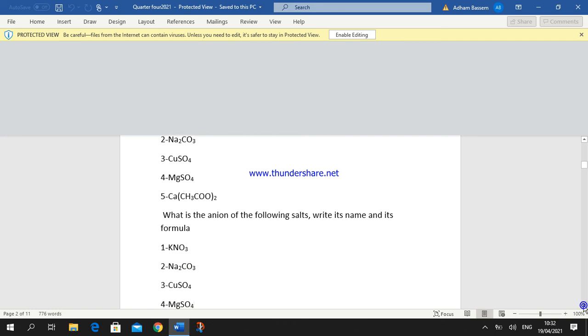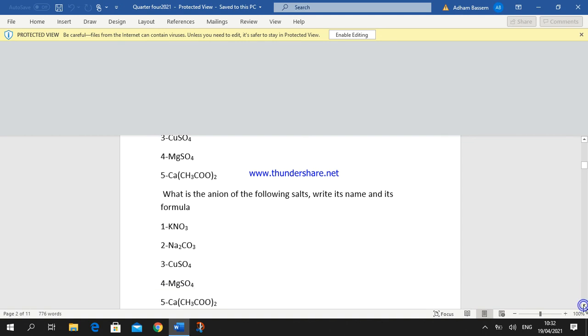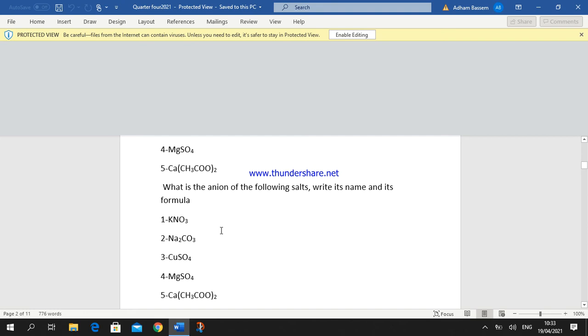What is the anion of the following salts? Write its name and its formula. Look at the salts in front of you. How can you determine the anion in the following salts? The anion or acidic radical of the salt is written second. So the second part of the salt is considered the anion or acidic radical.